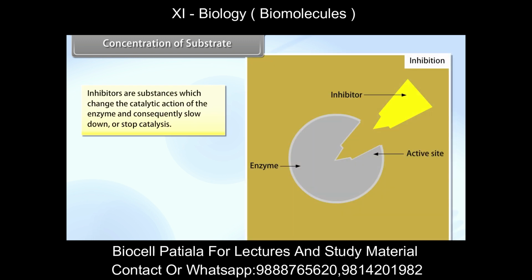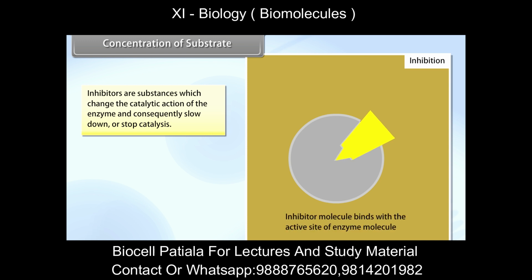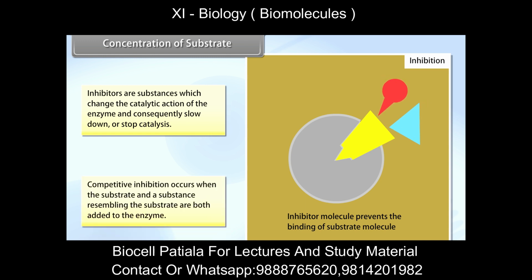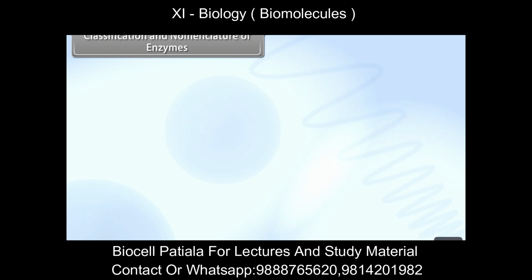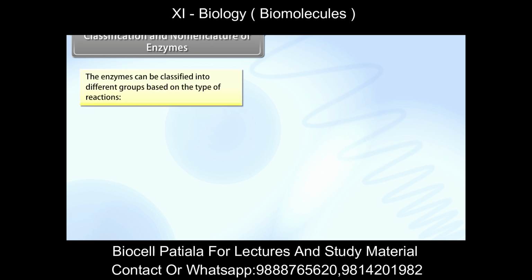Inhibitors are substances which change the catalytic action of the enzyme and consequently slow down or stop catalysis. Competitive inhibition occurs when the substrate and a substance resembling the substrate are both added to the enzyme. Classification and nomenclature of enzymes. The enzymes can be classified into different groups based on the type of reactions.